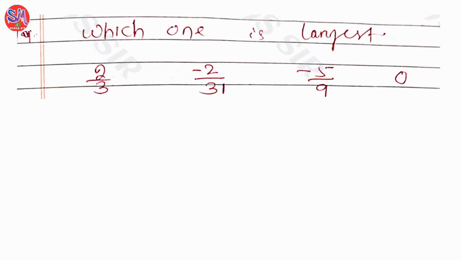Okay. Next question. Which one is the largest? So how to solve? First check. Here is a negative rational number. Here is also a negative rational number. 0 is 0. And here is a positive rational number. Now clearly we know that a positive rational number is always greater than all the negative rational numbers and 0. Yes or no? So which one is largest? That is the positive one. So the answer is 2 by 3 is the largest.